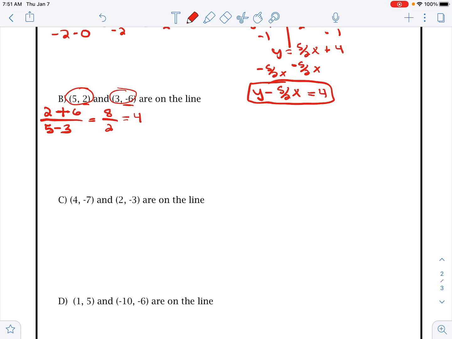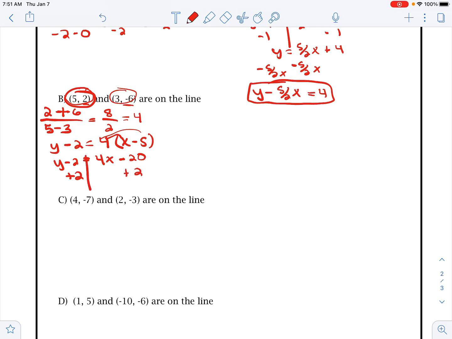Then you could choose either point. I could choose this point or I could choose this point. I chose the first one, so I'm going to use this one, 5, 2. So y, my y value, 2, minus 2 equals my slope of 4, and then x minus my x value of 5. Then I distribute. 4 times x is 4x, and 4 times 5 is 20.